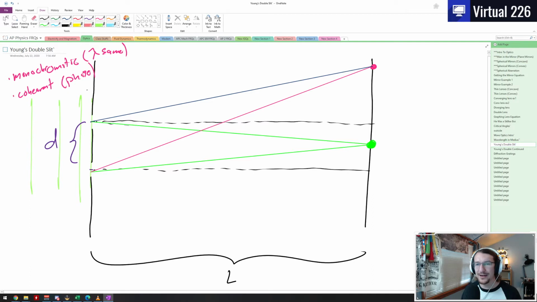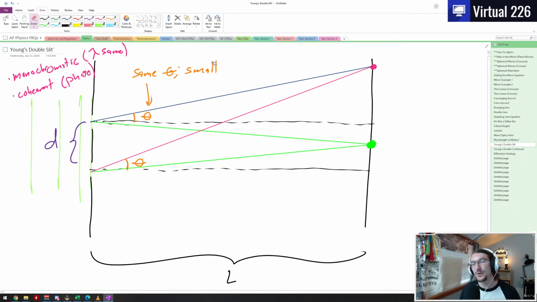We can find out, but to do so, we need to make a quick little assumption. We're going to assume that the viewing screen is far enough away that the angle between our horizontal dotted line and the pink line, and the angle between the horizontal dotted line and the blue line, are both the same angle, and that they are pretty small angles. So both thetas here are the same angle, and small enough.